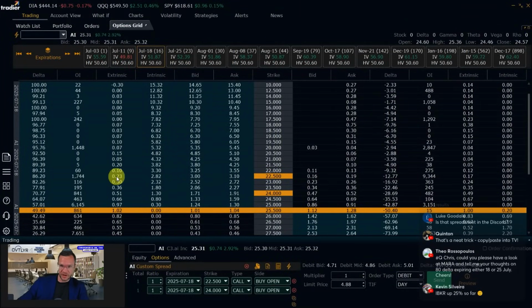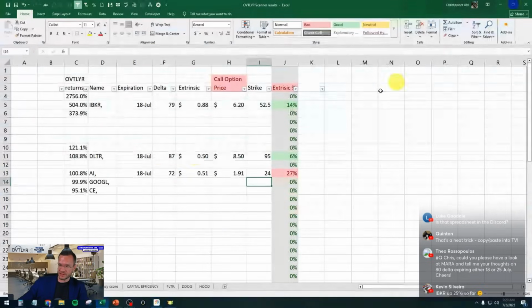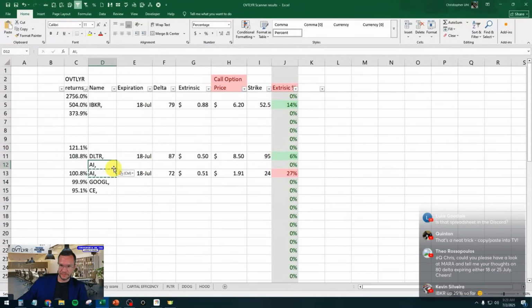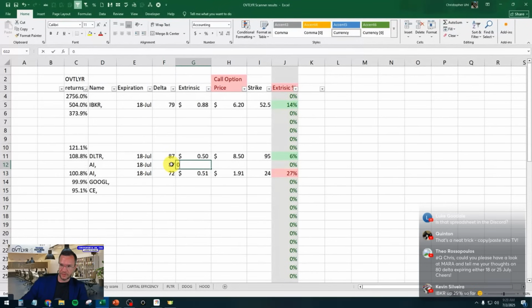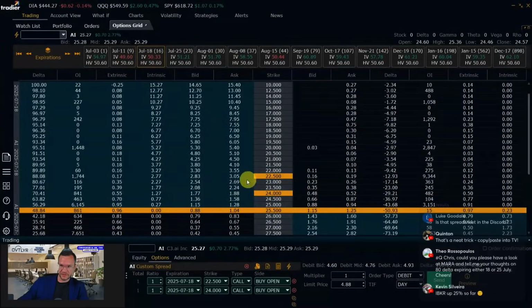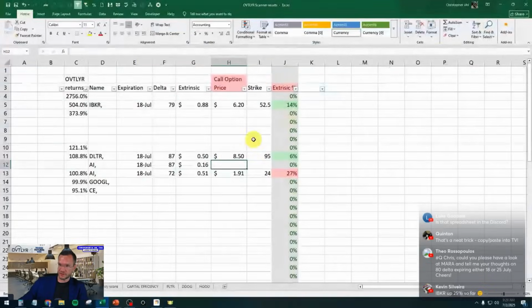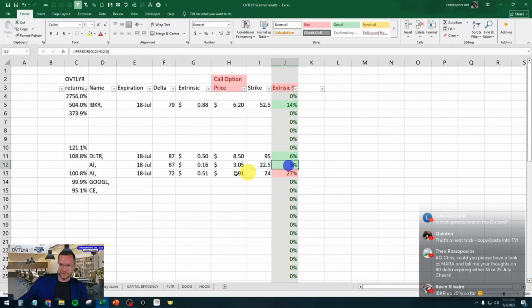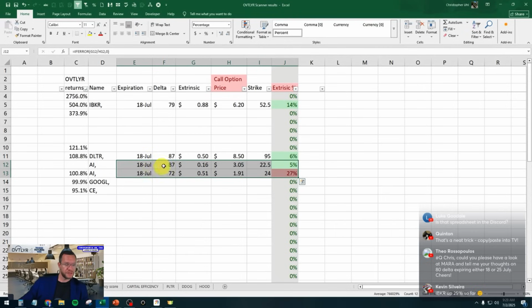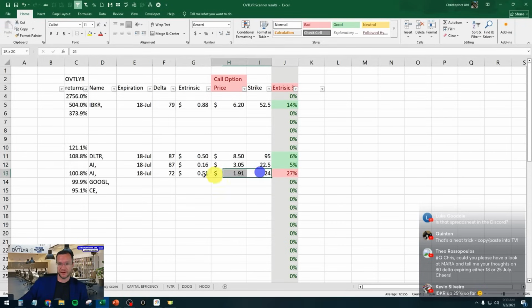So like the 86 strike or 86 delta has 23 cents of extrinsic value. Let's do this here. 87 delta, 16 cents extrinsic value. Call price is 305 on the 22.5 strike. So either one of those is a decent choice. Is there a best choice? That's really up to you and your trading plan. If it were me, I would have gone for this one here. But I'll leave that out to you. Google.